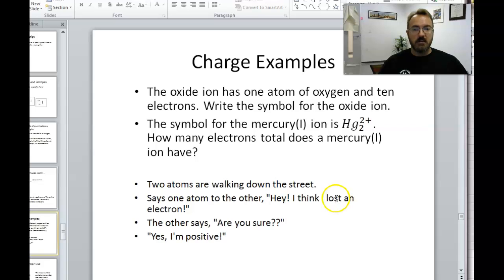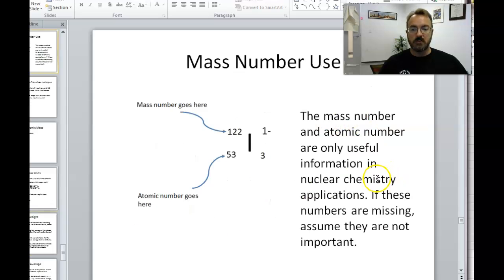So the oxide ion has 1 atom of oxygen and 10 electrons. You should be able to write the symbol for that oxide ion. This is what we call a negative ion, oxide, or it has an "ide" ending. You should be able to write that down. I'll leave that for you guys to figure out. Also, you should be able to figure out, based on this, the symbol for mercury 1 ion is Hg2 2+. How many electrons total does that mercury ion have? Remember, these electrons that are missing are on 2 different mercury atoms. Okay, so I'll let you guys work that out.